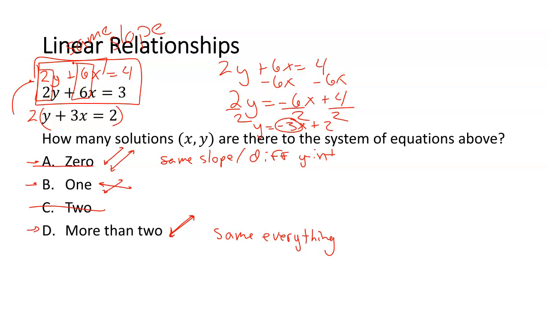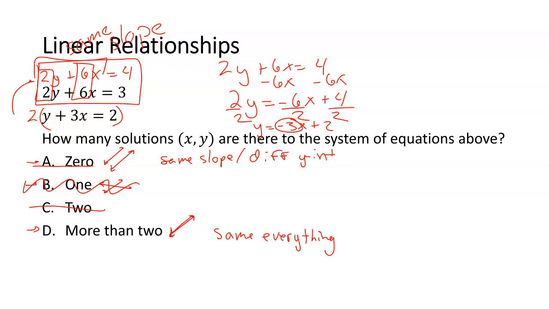Now, to answer the question, I don't care what the slope is. I just need to know that they will be the same because the coefficients are the same. So now I know it's not going to be one solution because I know they have the same slope. If they had different slopes, then I'd be done. It's one solution. But they have the same slope.